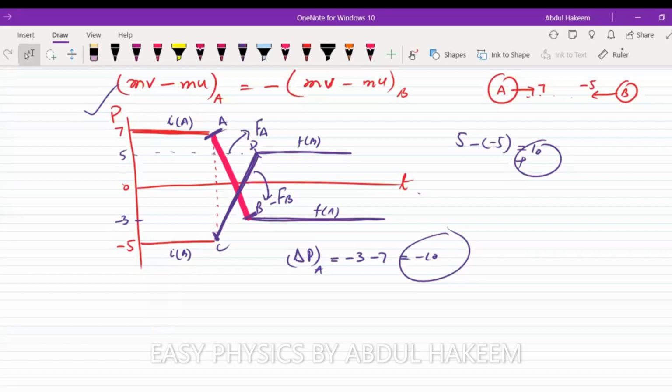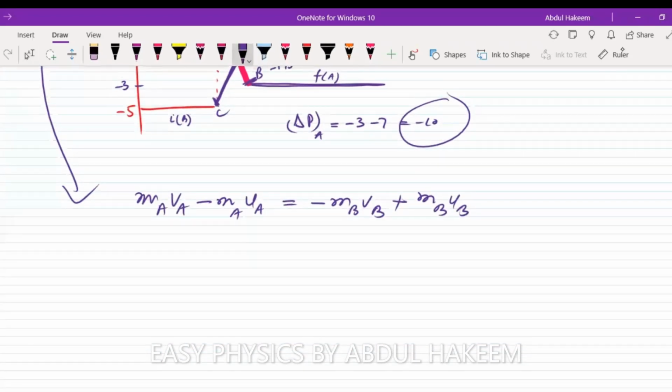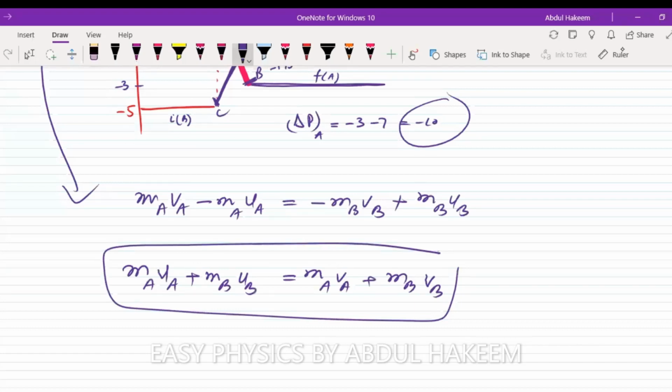Now move to the next. This equation can be written as MAVA minus MAUA is equal to minus MBVB plus MBUB, which can be written as MAUA plus MBUB is equal to MAVA plus MBVB. So this is called law of conservation of momentum.